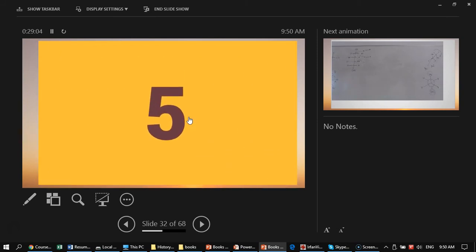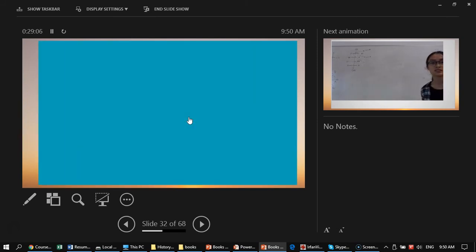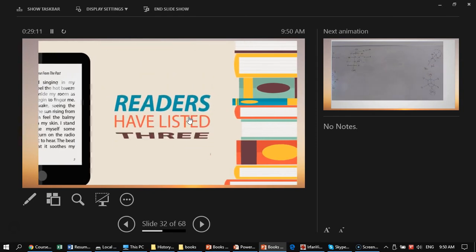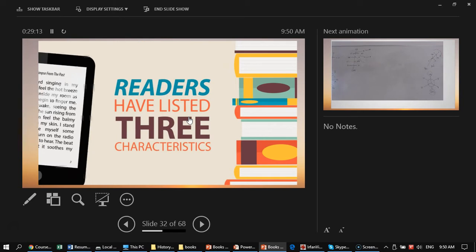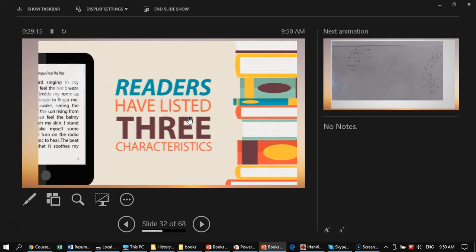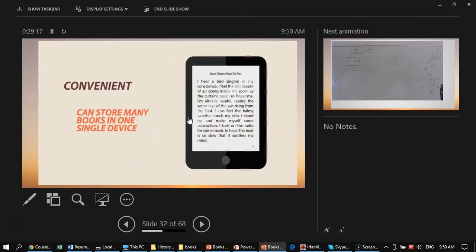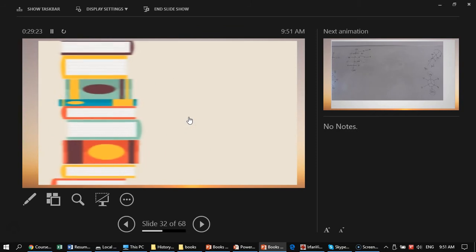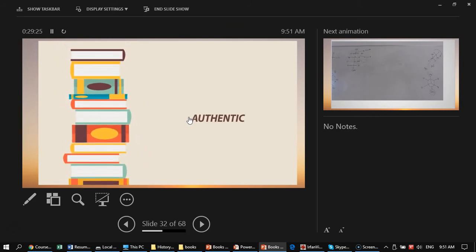Round 5. Let's talk about the accessibility of both formats. Readers have listed 3 characteristics that they love about e-books and printed books. E-books are convenient, store many books in one single device, and can be read anytime, anywhere. While printed books are said to be authentic, flashy, and collectible.